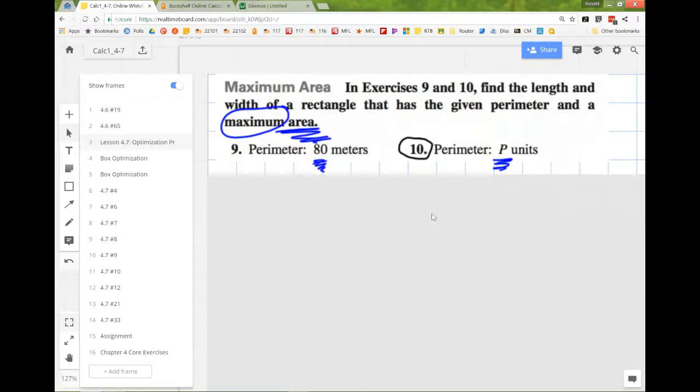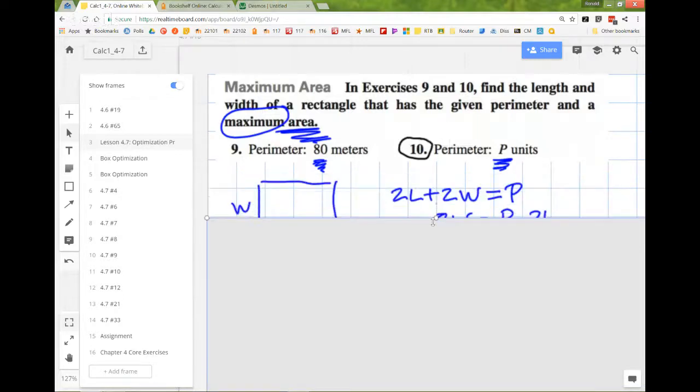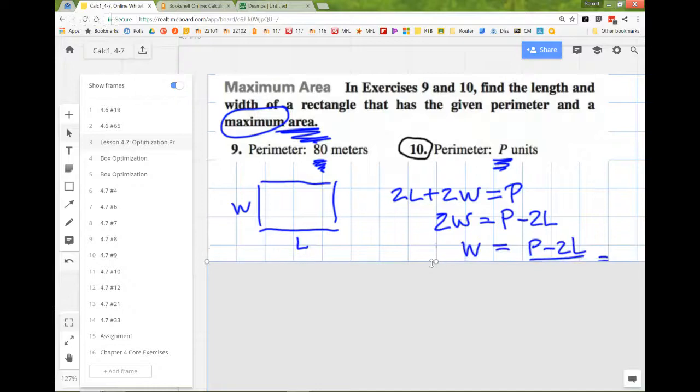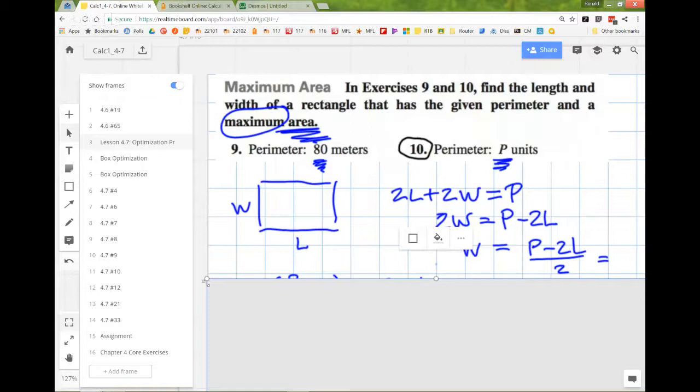All right, so I sketched out a rectangle with width and length, and we still know that 2L plus 2W, instead of equaling 80 this time, it equals P, all right? And P is just a constant, so P is not a problem. I know it doesn't look right, but it's fine.